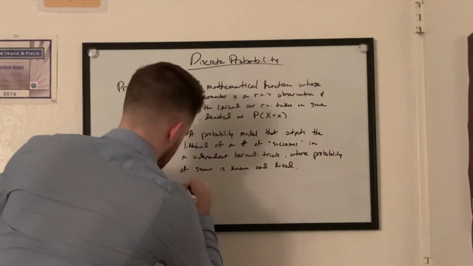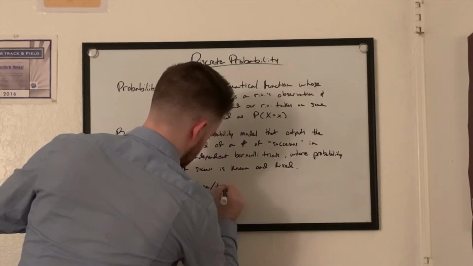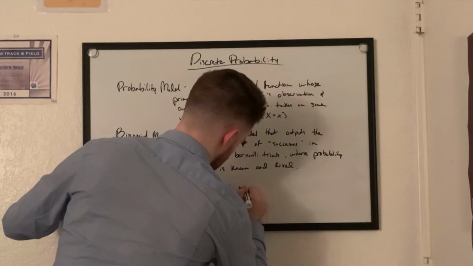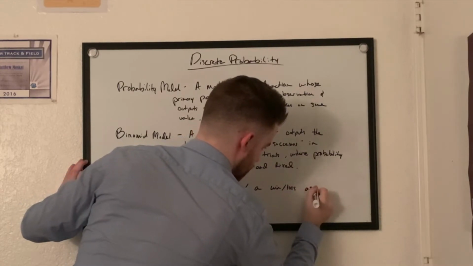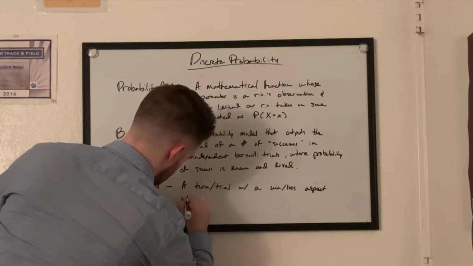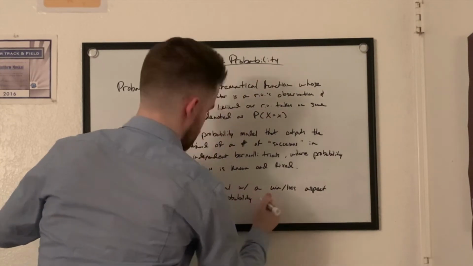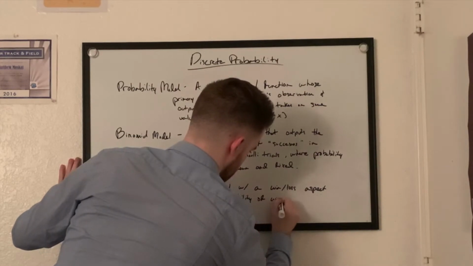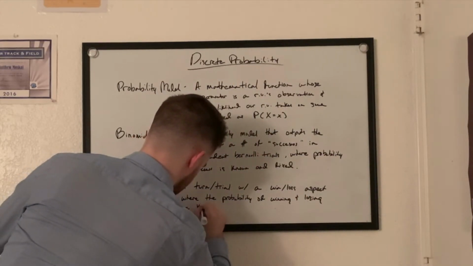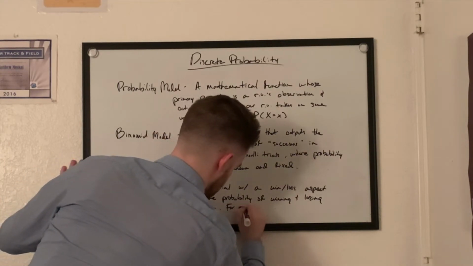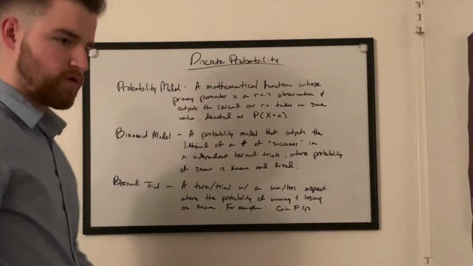So it is a turn slash trial with a win-loss aspect, where the probability of winning and losing are known, and then I'll say, for example, coin flip. So this is what I mean by a Bernoulli trial.